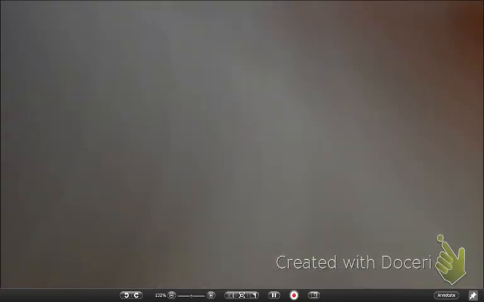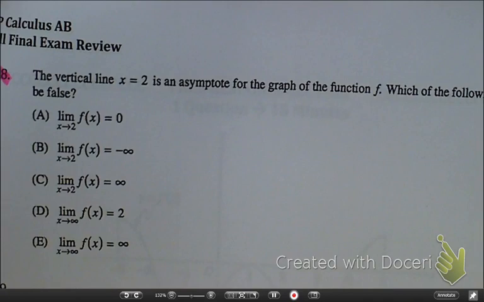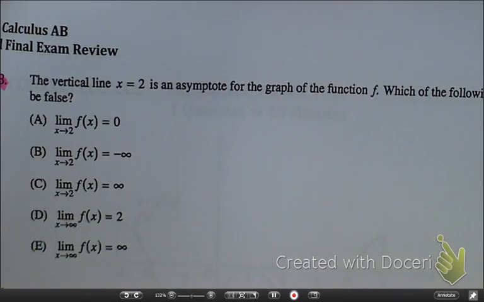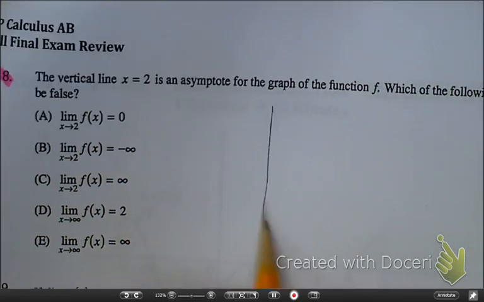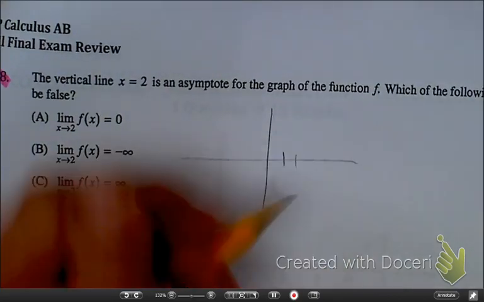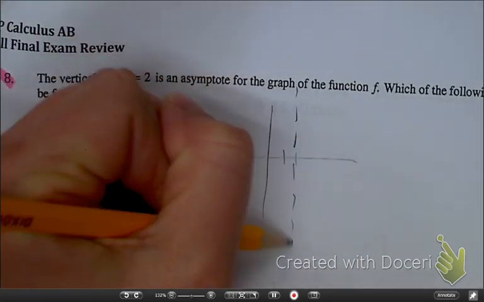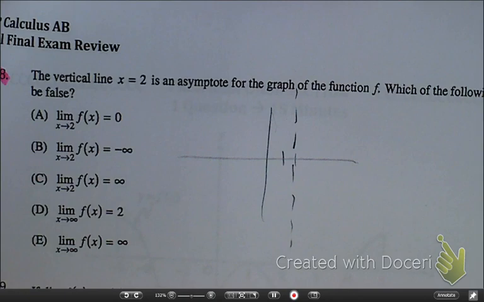Those are all from the non-calculator section, by the way. And here's one from the calculator section. Number 8 in the calculator section, which doesn't actually require the use of a calculator, but sometimes they do that to us, where they put them in the calculator section. It says the vertical line x equals 2 is an asymptote for the graph of the function f. So if I just drew a rough sketch of x equals 2, it would look like this. It says which of the following must be false?